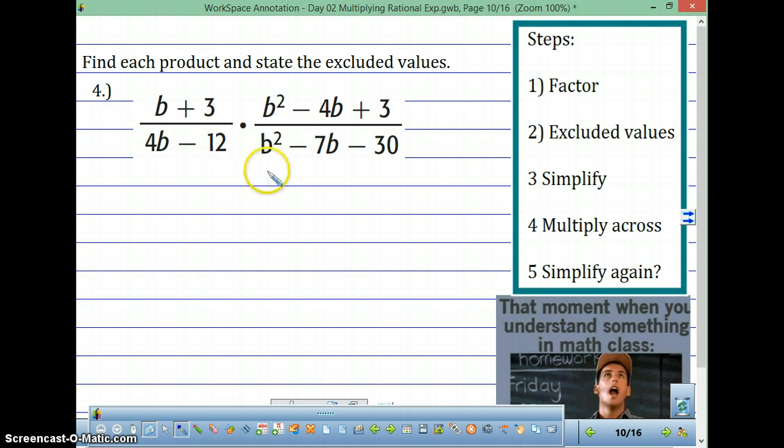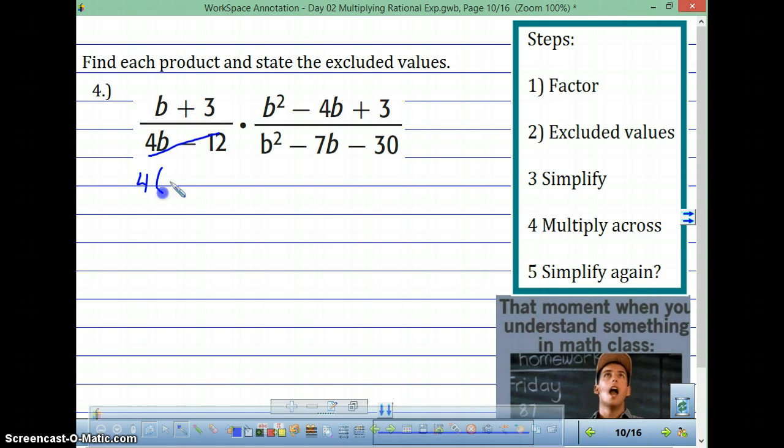Let's try this one. This one we are going to have to rewrite. Okay, so let's just simplify first. Let's factor as much as we can first. We've got b plus 3. That does not factor. How about 4b minus 12? We can take a GCF out. You end up with 4 times b minus 3.